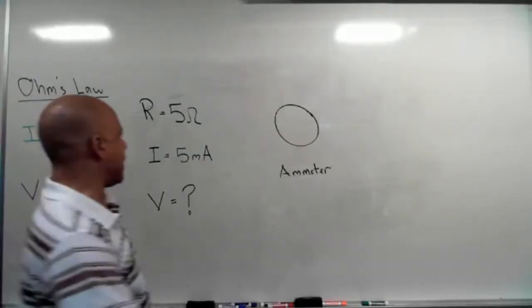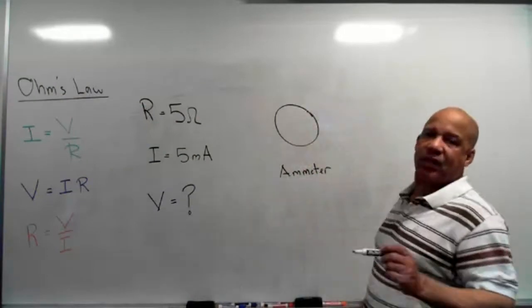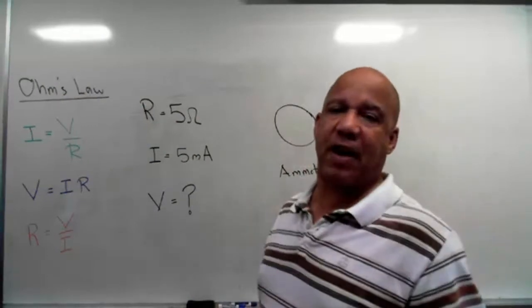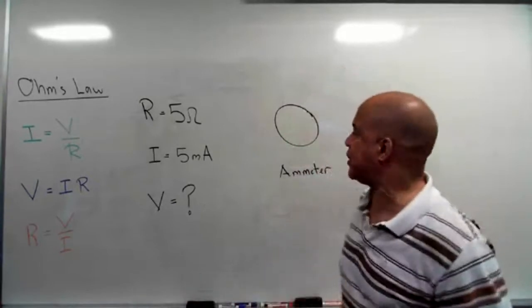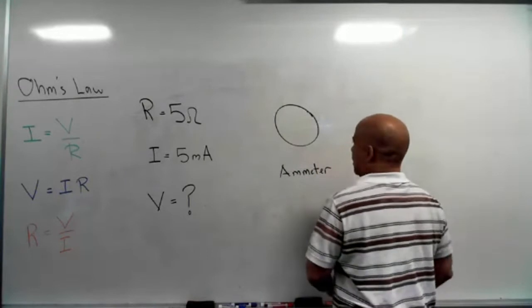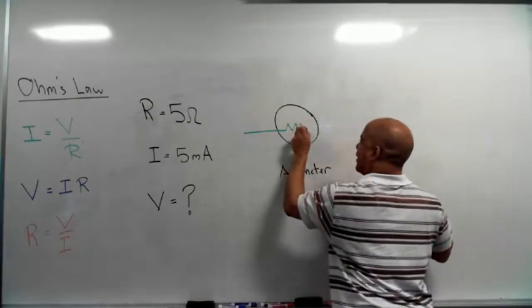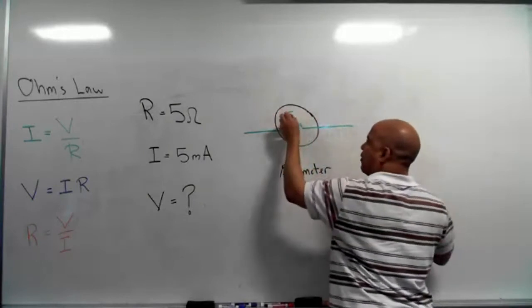So I was showing you I would make an ammeter like this, just a circle. Now it said it had an internal resistance of 5 ohms. So the way you show any kind of resistance is using the resistance symbol. So I'm just going to show that symbol like this and say that that resistance is 5 ohms.